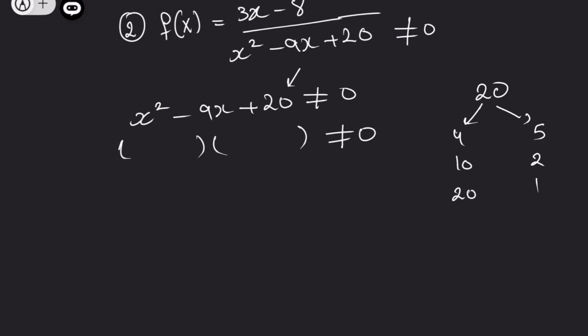But I want to have here minus 9. Okay, so the best option is the first option. Okay, how can I have 20? By minus 5 here and minus 4.